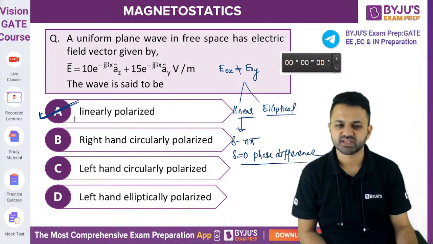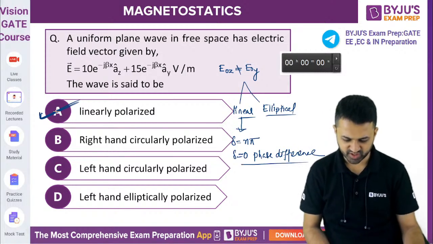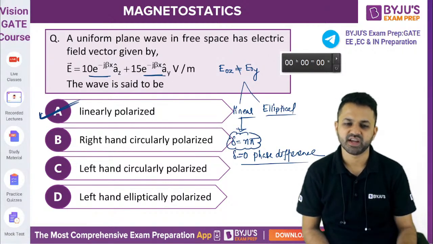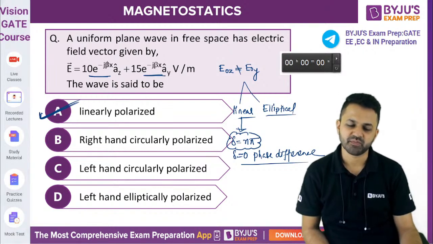Okay, the phase difference is 0, hence the answer is linearly polarized. Right, Pratyusha? So there is no phase difference between the Z component and the Y component. e to the power minus j beta x, e to the power minus j beta x, both are same.